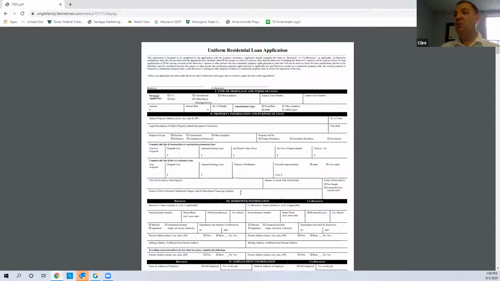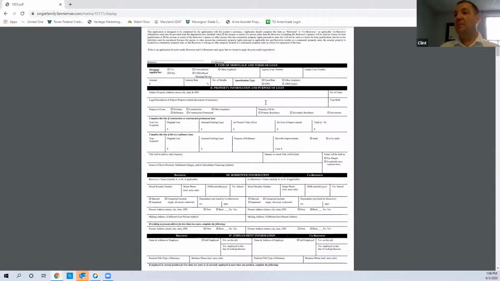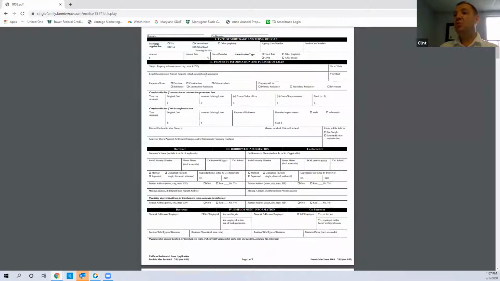So without further ado, I always start obviously at the top. We may not know the loan amount, the interest rate, and the type of financing. Generally, we're going to narrow that down as we go through the loan application and get more information from them. But once I do, I certainly check and give myself reminders of what types of financing we'll most likely be using.